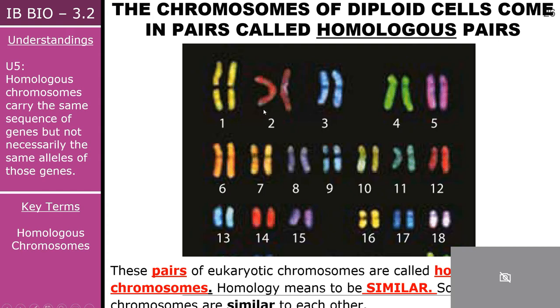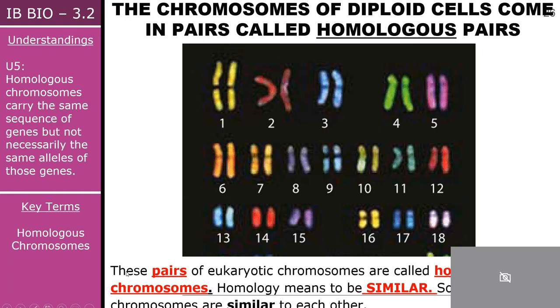These paired chromosomes have a special name, and that special name is homologous. So these are homologous pairs of chromosomes. This would be a homologous pair of chromosome 1. This would be a homologous pair of chromosome 2, because they look like each other, right? They're the same size. Homologous pair of chromosome 3. So each of these that you see here is a homologous pair.